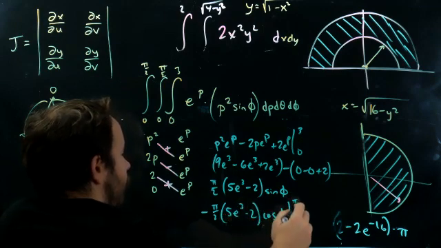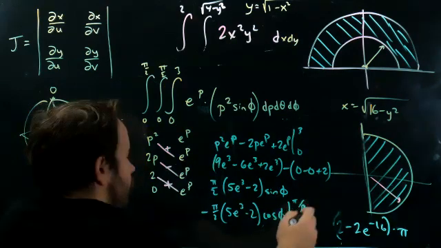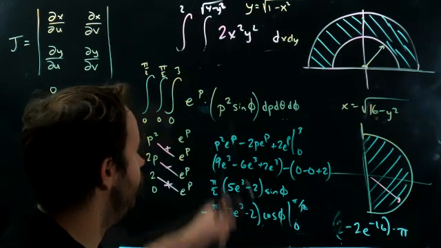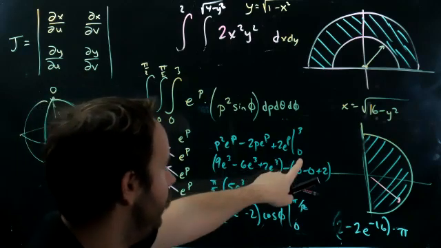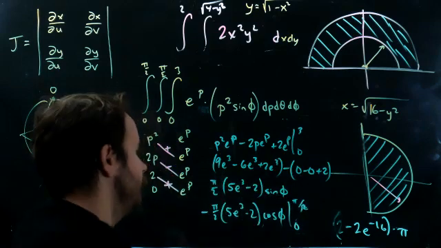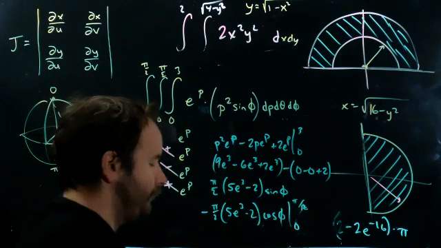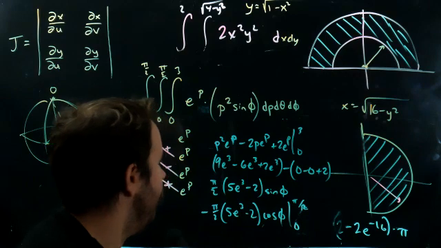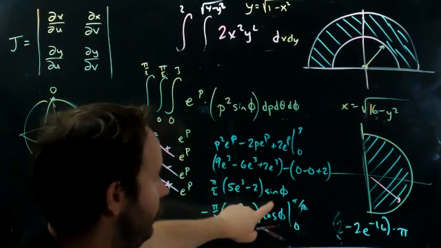Wait, where did the 0, 0, and plus 2 come from? When you plug in your upper bound, you get this. What do you get when you plug in your lower bound? Oh, you plug in, yeah. 0, 0, and 2. When you catch up to that, by the way, you end up with 5e cubed minus 2 times sine phi.